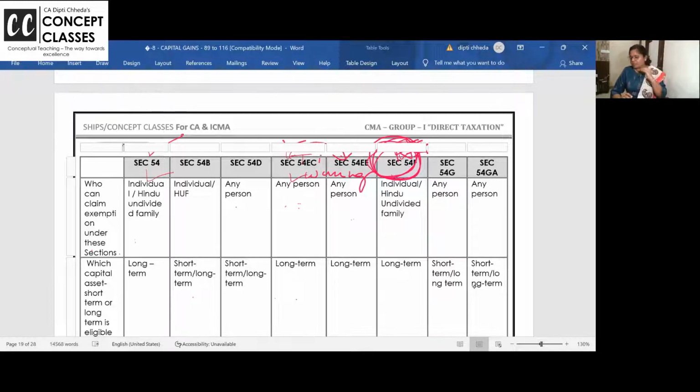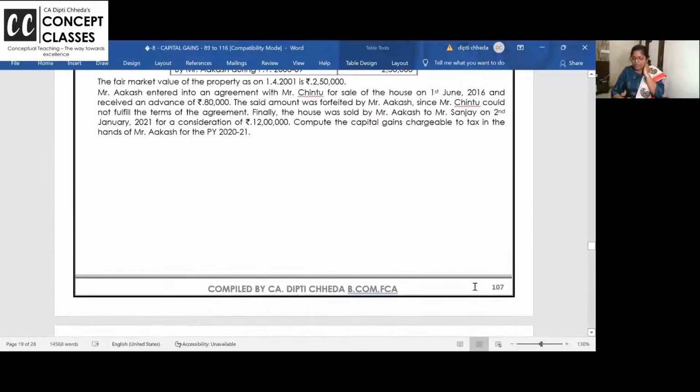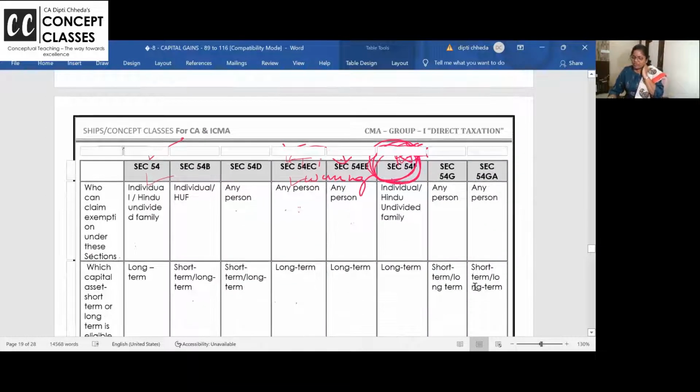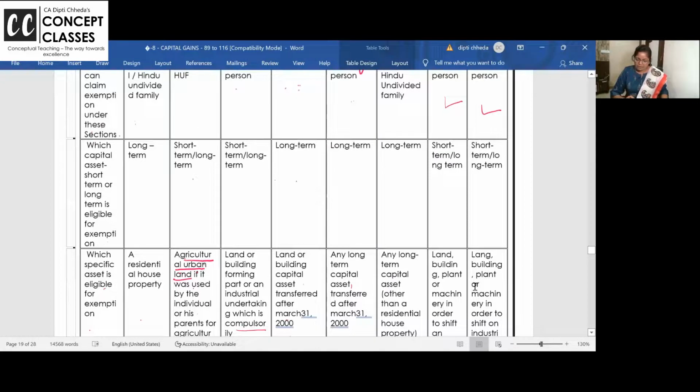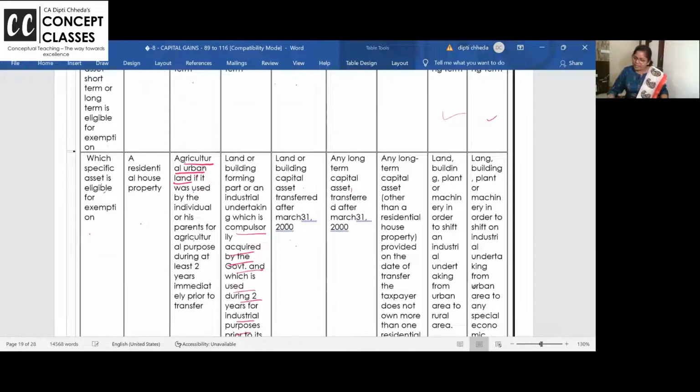Star market most important. I'm doing another twinning for all of you. 54G and 54GA, especially for the CMA exam, this is asked. Not CMA, sorry. 54G and 54GA. Who can claim the exemption? Any person. Short term or long term. Which asset? Land, building, plant and machinery.